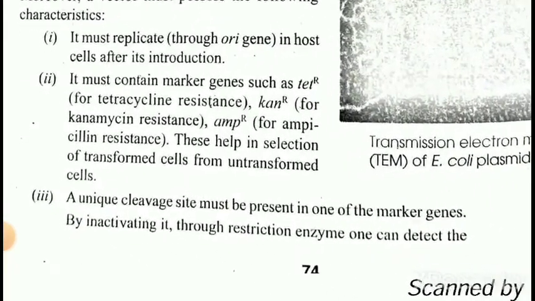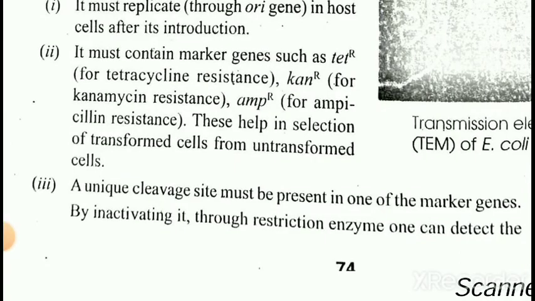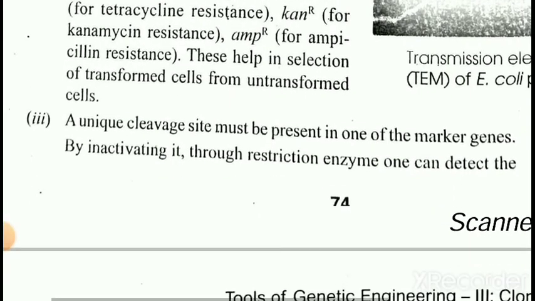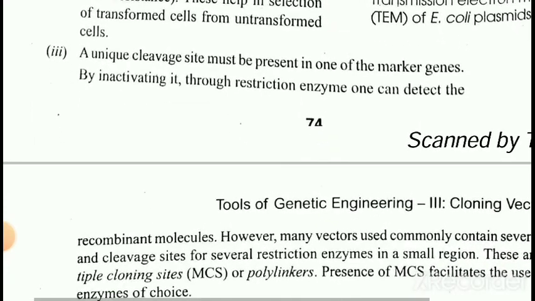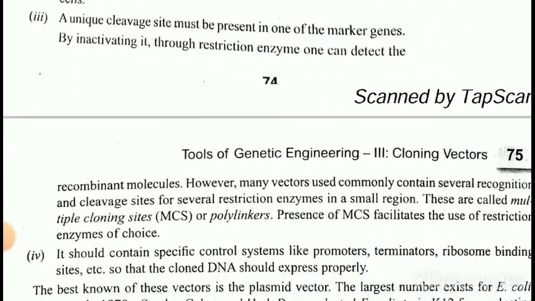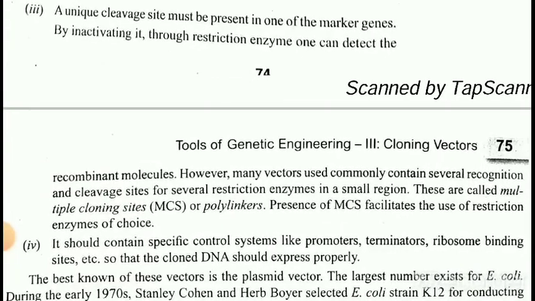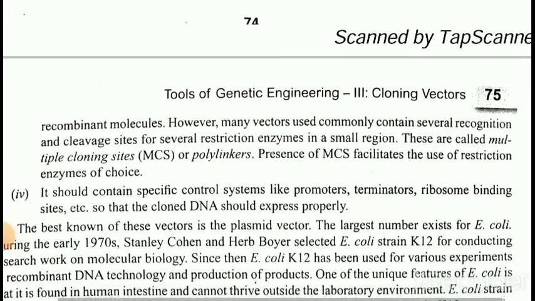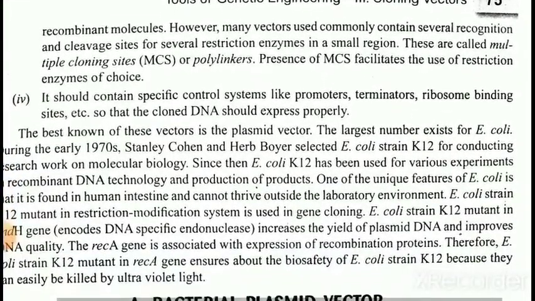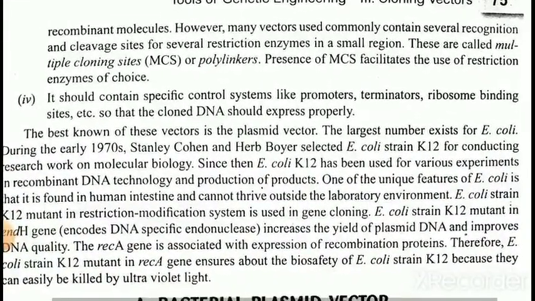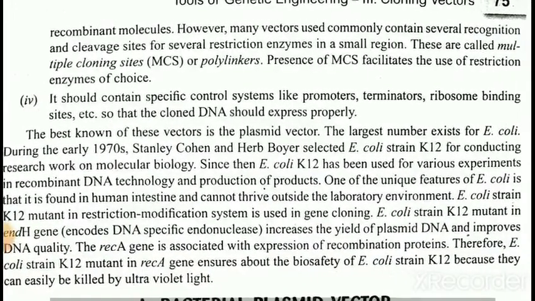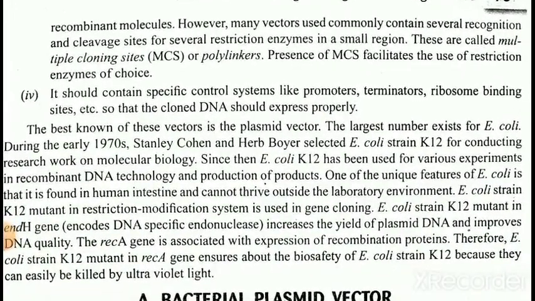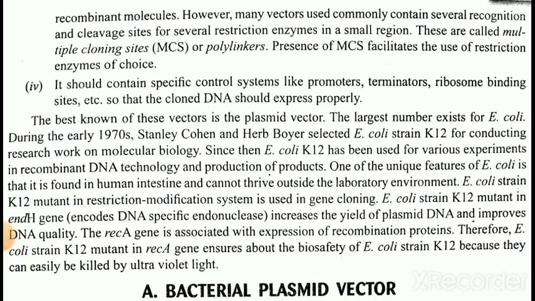3. A unique cleavage site must be present in one of the marker genes. By inactivating it through a restriction enzyme, one can detect the recombinant molecules. However, many commonly used vectors contain several recognition and cleavage sites for several restriction enzymes in a small region. These are called multiple cloning sites, MCS, or polylinkers. Presence of an MCS facilitates the use of restriction enzymes of choice. 4. It should contain specific control systems like promoters, terminators, ribosome binding sites, etc., so that the cloned DNA can express properly.